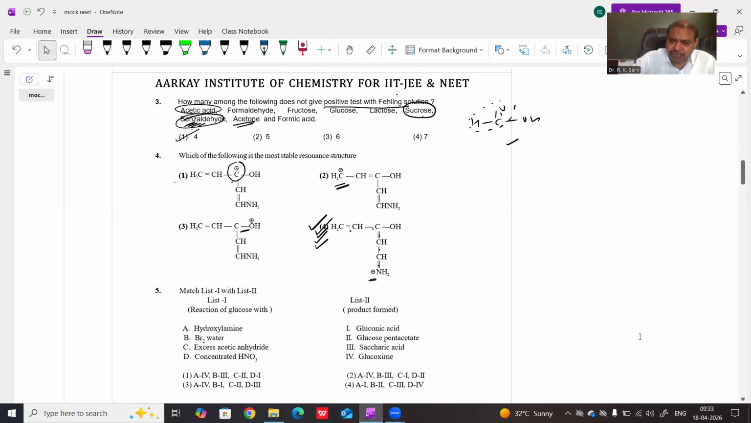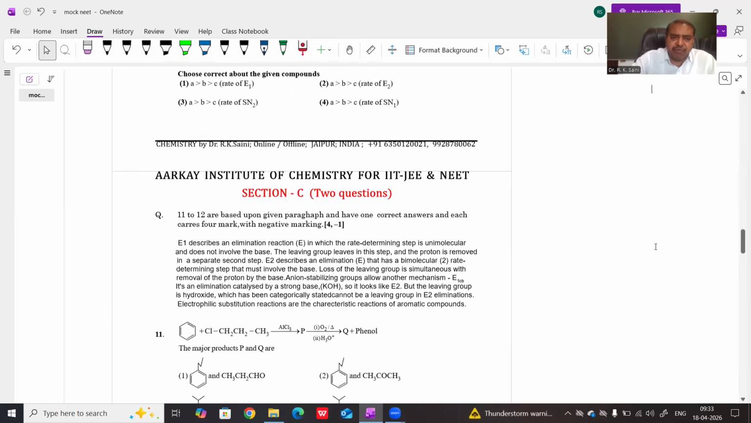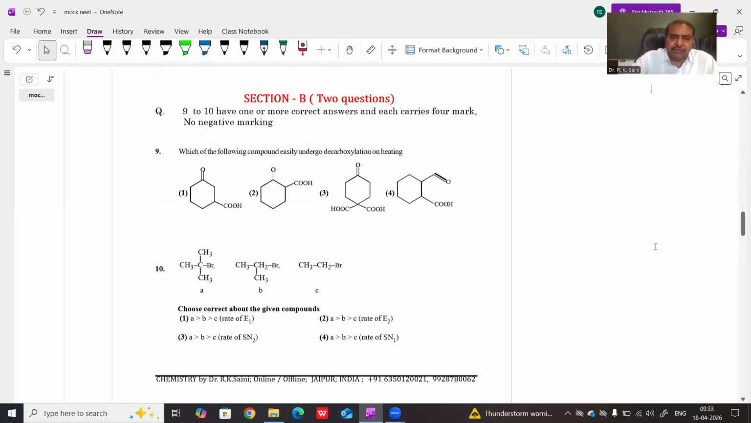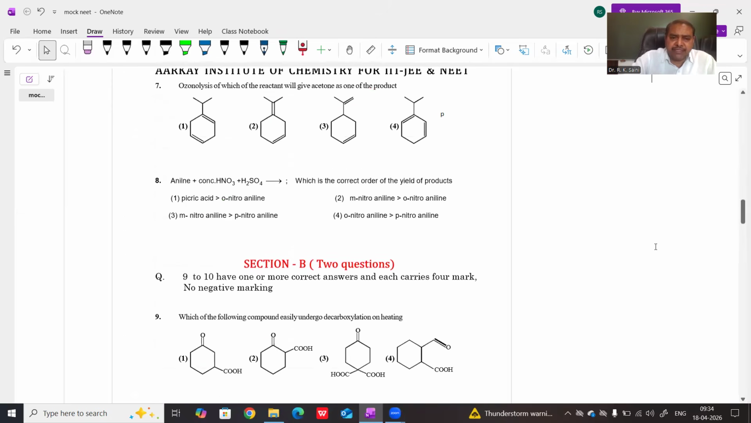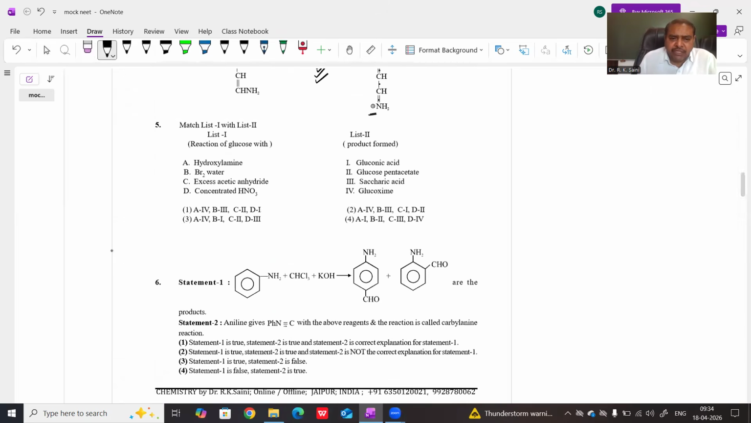Question number 5th comes from biomolecules, and the reactions of glucose with different reagents are taking place. For example, in reaction first, when hydroxylamine, NH2OH, reacts with an aldehyde, the product is known as an oxime. Therefore, in the first reaction, hydroxylamine will give glucoxime.